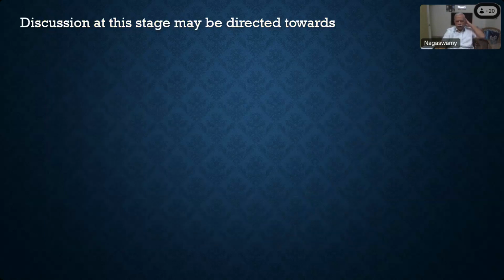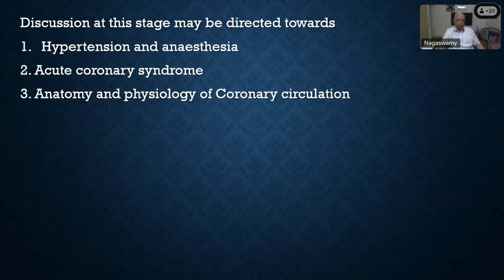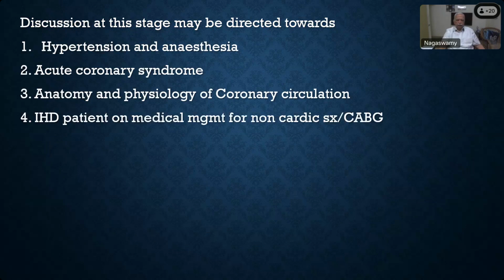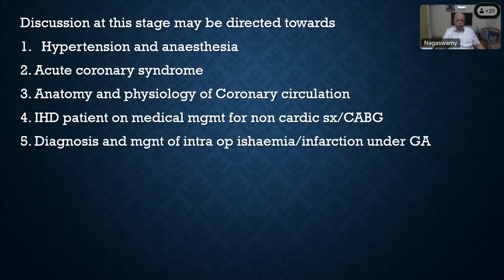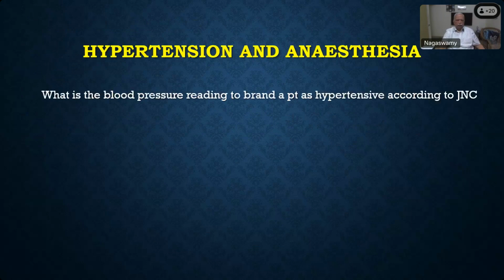And when this is being discussed, the discussion may be directed towards hypertension and anesthesia if that is the cause for IHD, and acute coronary syndrome can be discussed. Anatomy and physiology of coronary circulation, which we have seen in the basics class of CVS. IHD patient on medical management when they come for non-cardiac surgery or CABG. Diagnosis and management of intraoperative ischemia and infarction under GA are all questions that can be asked. Hypertension and anesthesia, because we recently discussed that, I am not going to deal with that in detail.